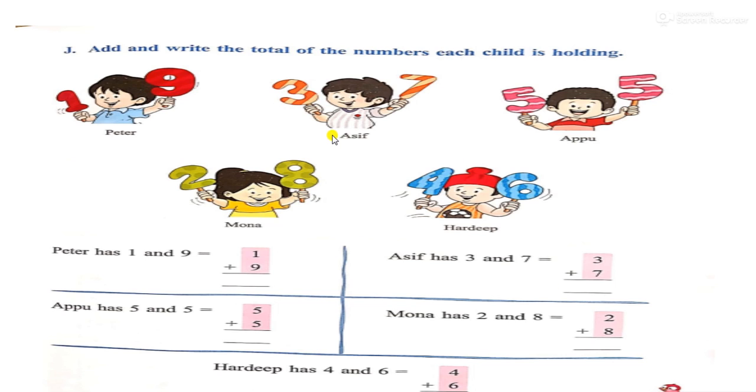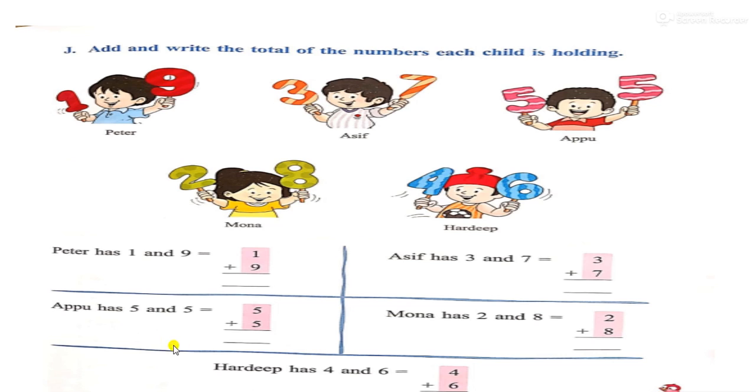Then the second one is Asif. Asif has 3 and 7. Yes, he has the numbers 3 and 7. So we have to add 3 and 7. 3 plus 7. So what is the answer here? Yes, you count the numbers and write the answers.